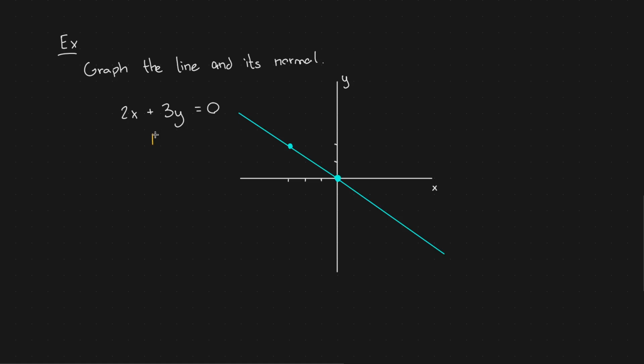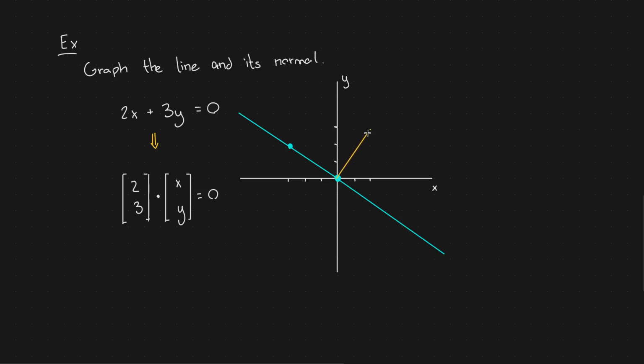So its normal, thinking about this as a dot product, we get vector 2, 3 dotted with x, y equals 0. Its normal would be vector 2, 3. Okay, so the point 2, 3 is right there.